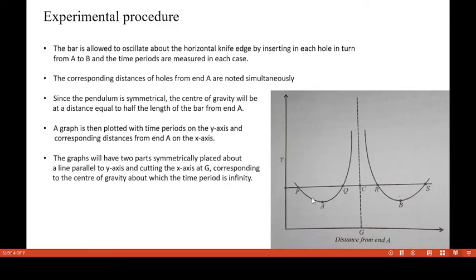So when we draw a parallel line along this curve, we will get 4 points corresponding to which the time period will be the same. The point P will be the center of suspension and point R will be the center of oscillation. Similarly, point S will be the center of suspension and point Q will be the center of oscillation.